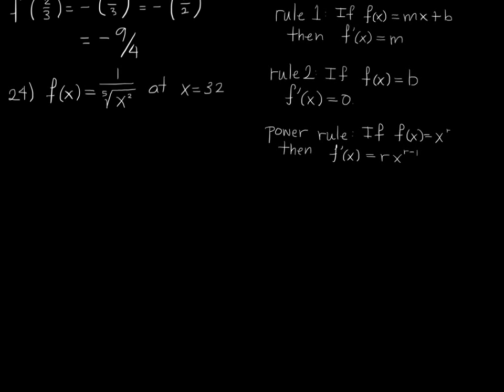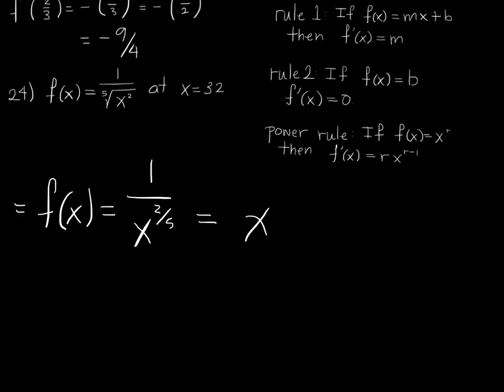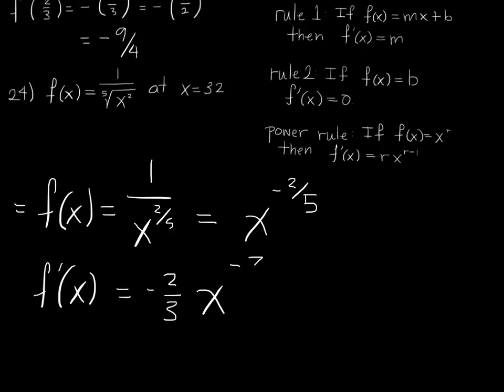So let's look at this. We notice that this has a radical. Radicals can change to powers, and then we can use the power rule. So let's go ahead and rewrite this as f of x equals 1 over x to the 2/5. And let's bring that up to the numerator so that we can actually apply the power rule. And we have x to the negative 2/5. So then f prime of x is negative 2/5. Bring the power down. X to the negative 2/5 minus 1, so that's negative 7/5.